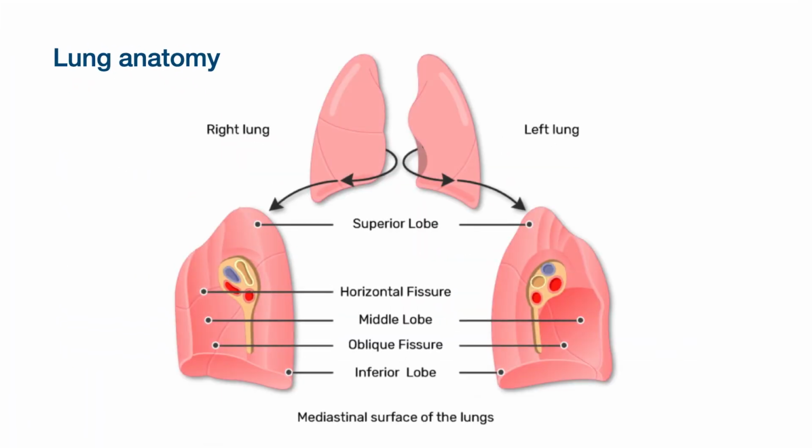The area above the horizontal fissure is the superior lobe. Below the horizontal fissure is the middle lobe, and below the oblique fissure is the inferior lobe.